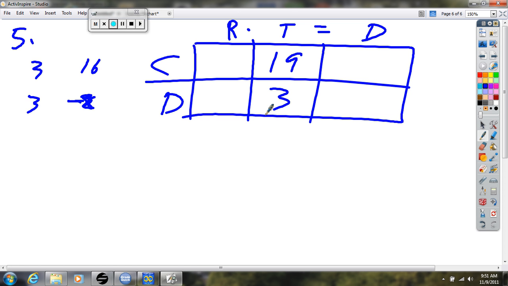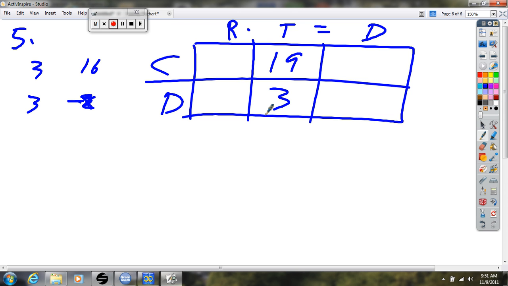Now you have to realize they give you 2 times. The first time is for the train, the item that started first. The second time is for both of them. They both traveled 3. Only the cattle train traveled the first 16. And then the diesel started for 3 hours. Okay? Now, what does the speed say?